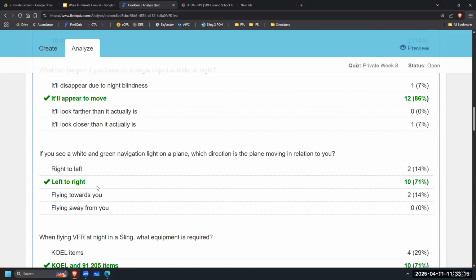It's moving left to right. Don't you see the red light? Left to right? And you see the... Oh, sorry, left to right. Yeah. Wait. Left to right, because the green light's on the right side.